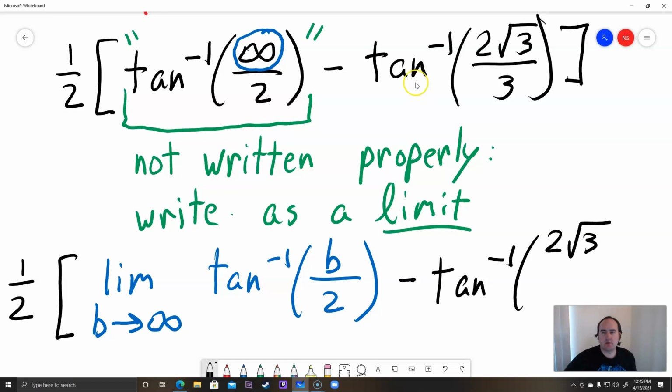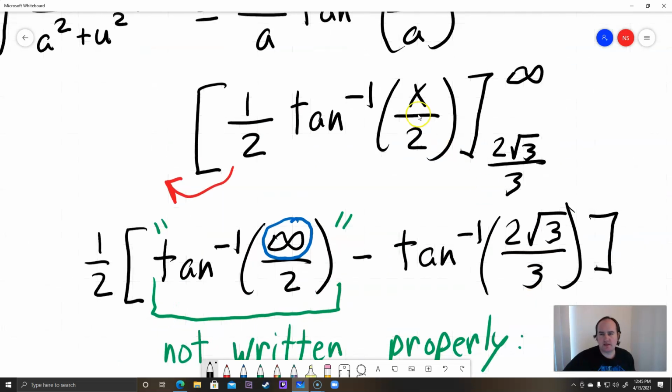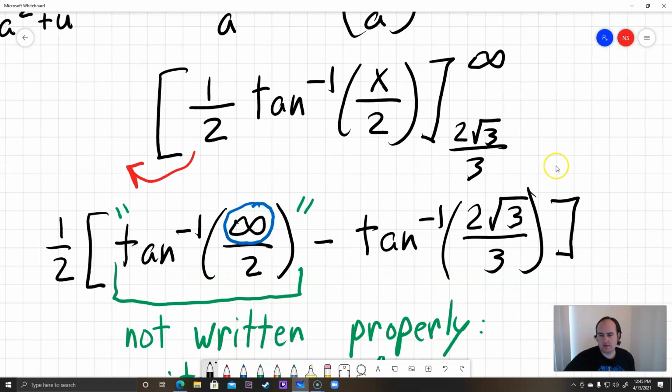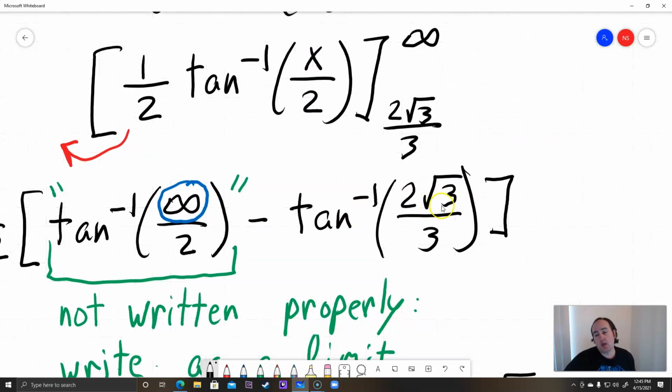And I think I forgot something up here. So remember, it was actually tan inverse of x over 2. So I should have, over here, tan inverse of 2 root 3 over 3 over 2. Sorry about that.